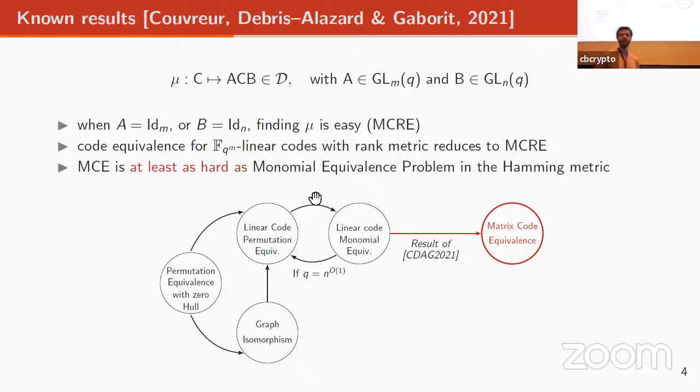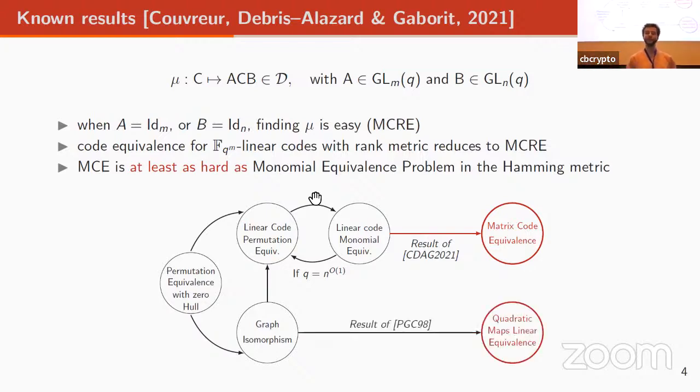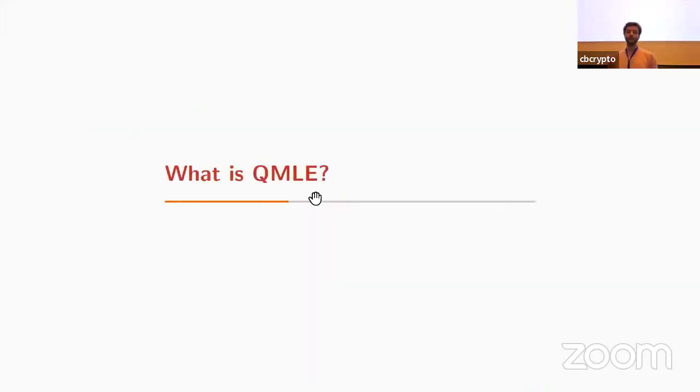Now I'm going to do something that maybe some of you won't like, because I'm also introducing a problem from multivariate crypto at a code-based crypto conference. Why do I do this? Well, there's another older result that reduces graph isomorphism to this quadratic maps linear equivalence, as we call it. And I will explain a bit more about it today. But the main result of our paper is actually that these two problems on the right, matrix code equivalence and quadratic maps linear equivalence, reduce to each other. And that will give us a very good starting point for cryptanalysis.